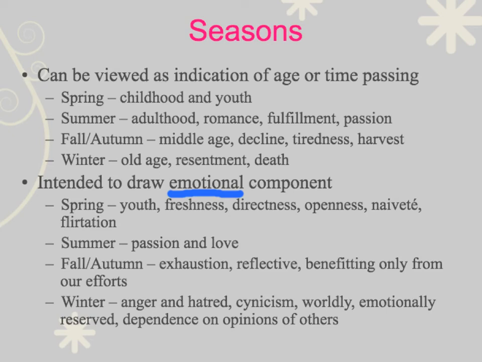Fall and autumn can be exhaustion. You're tired from working so hard. You can be reflective, so you're nostalgically looking back on what's come before. And typically it's about benefiting only from your effort. Winter, again, going back to the fact that the days are really short in the winter. It's usually cold. It gets dark early. You've got lots of snow. So you start to see the connections of anger and hatred, cynicism, being worldly or emotionally reserved, dependence on the opinions of others.